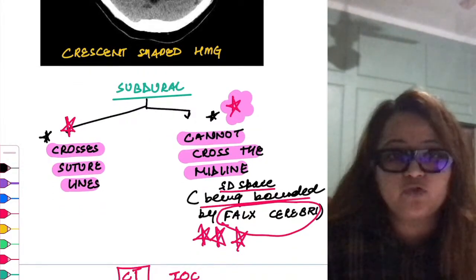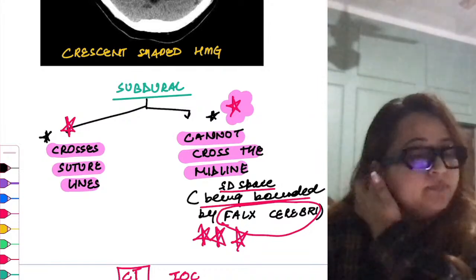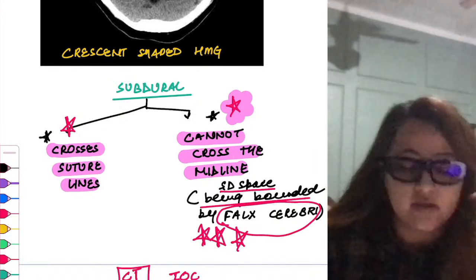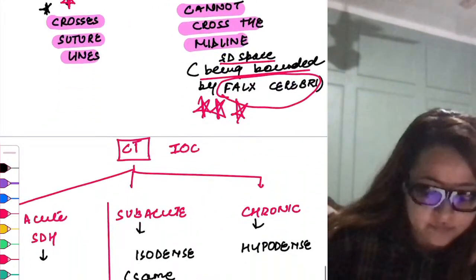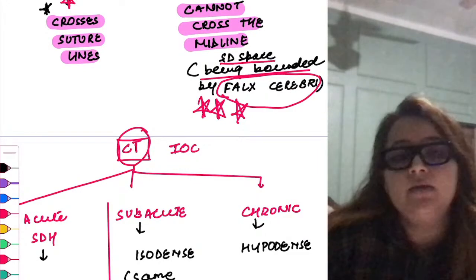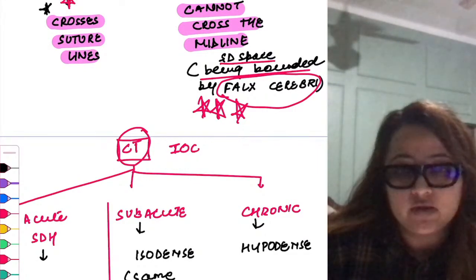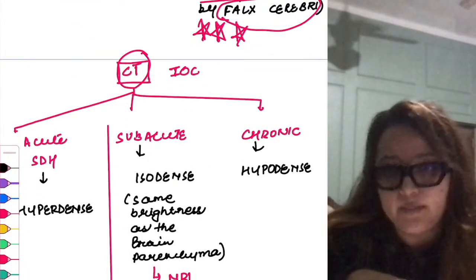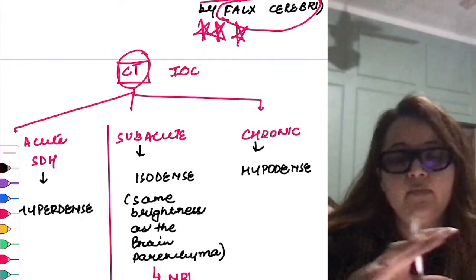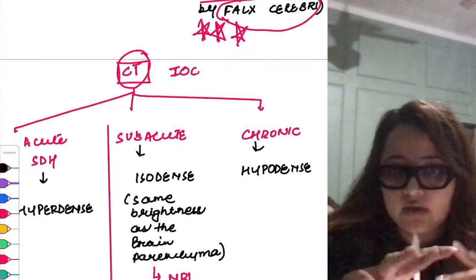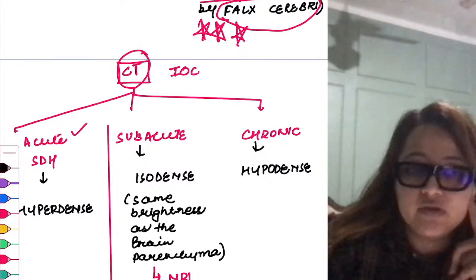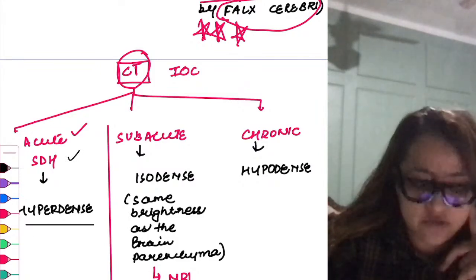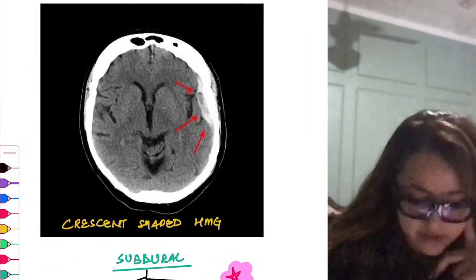Moving on to the investigation of choice. Supposing someone is having this subdural hematoma, which investigation would you like to do? What is the investigation of choice in such a case? The answer to this question is CT. The CT is the investigation of choice in this condition. There are three types of subdural hematoma depending on the time of onset: acute, subacute, and chronic. In case of acute subdural hematoma, the CT will show a hyperdense lesion, just like I showed you here.